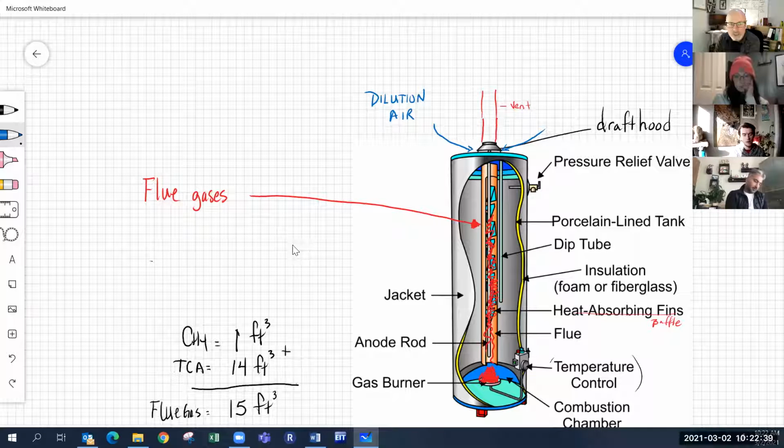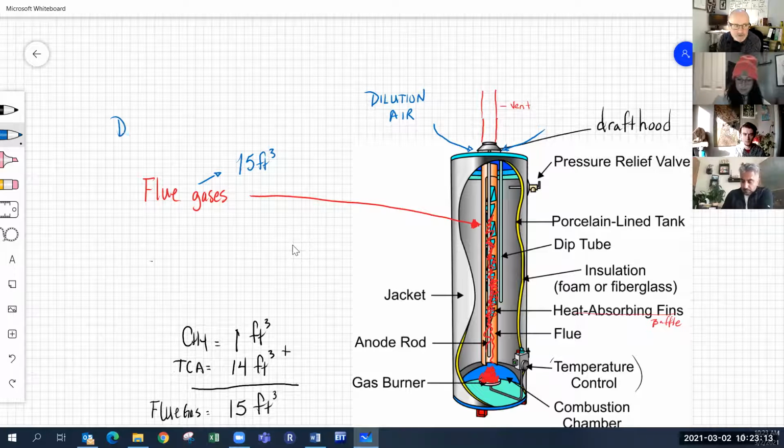And this dilution air enters the draft hood at the bottom, and what it does is it cools down the products of combustion. Right? If we allowed those very hot gases to flow through that vent, it would condense too quickly. So we're trying to cool it down. So at this point in the flue, we have 15 cubic feet of flue gases in the flue right now.